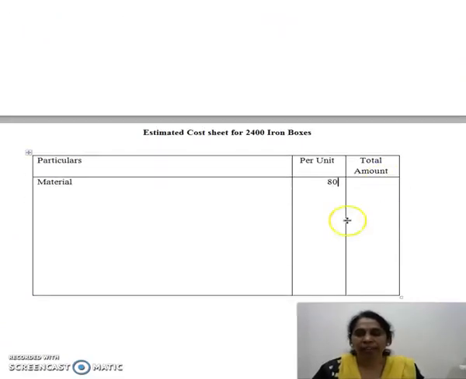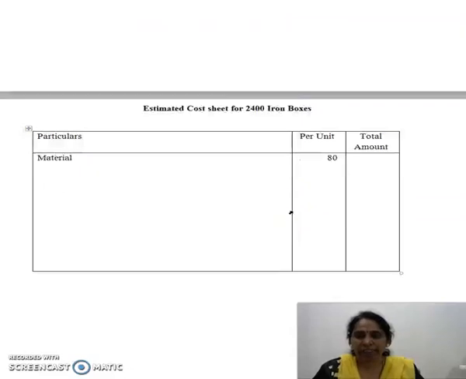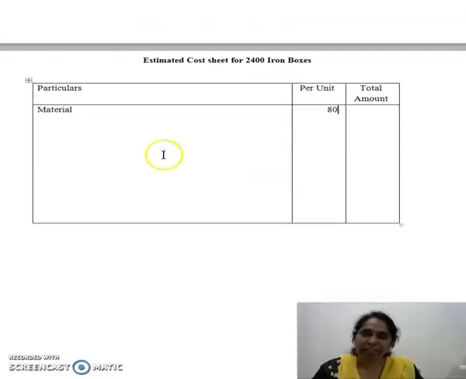If there is any information given regarding changes in the price, then we can consider that also. For example, the material cost is increased by 10%. So you can take 80 rupees plus 10%, that is 8 rupees, then you can take it as 88 rupees. But in this problem, there is no information given regarding increase or decrease in material price. So you will be taking the same price as last time, whatever is given.